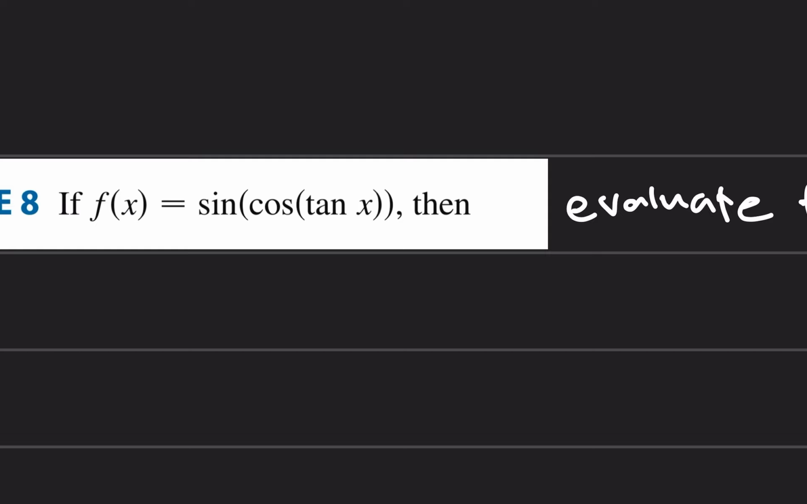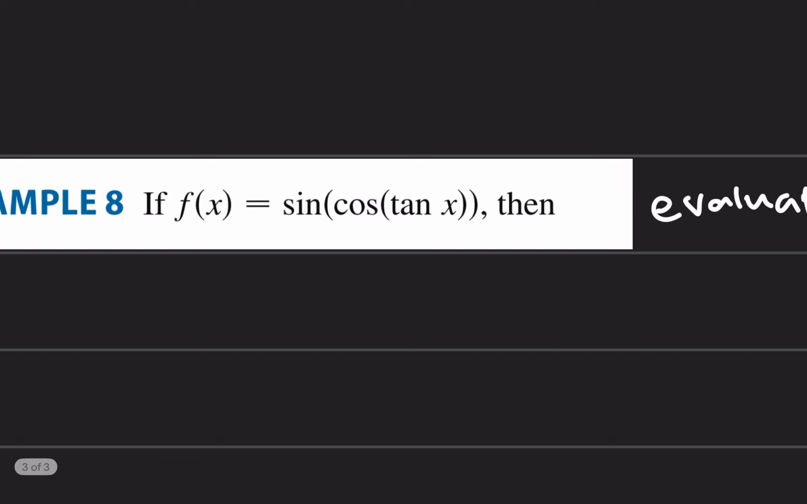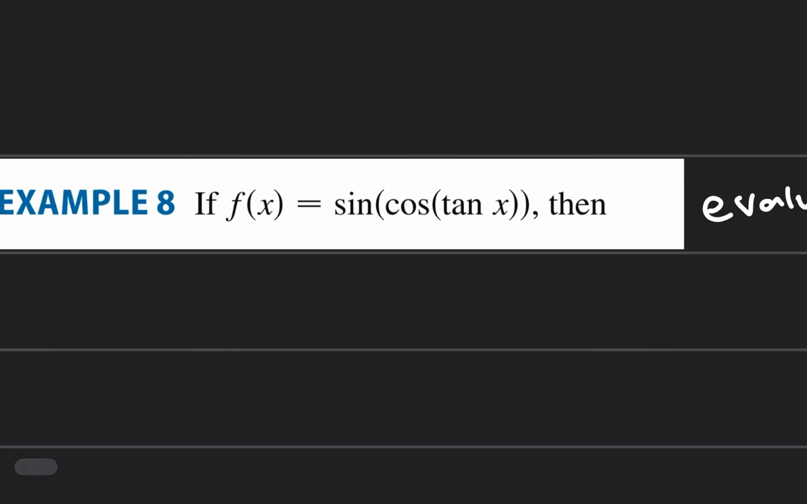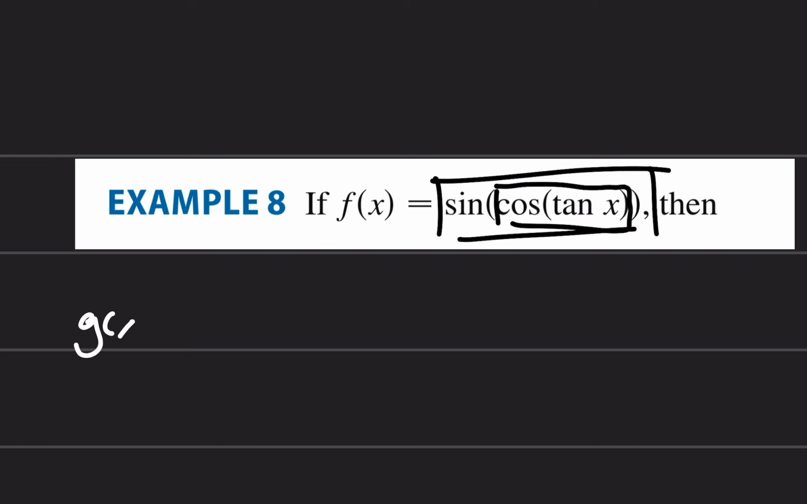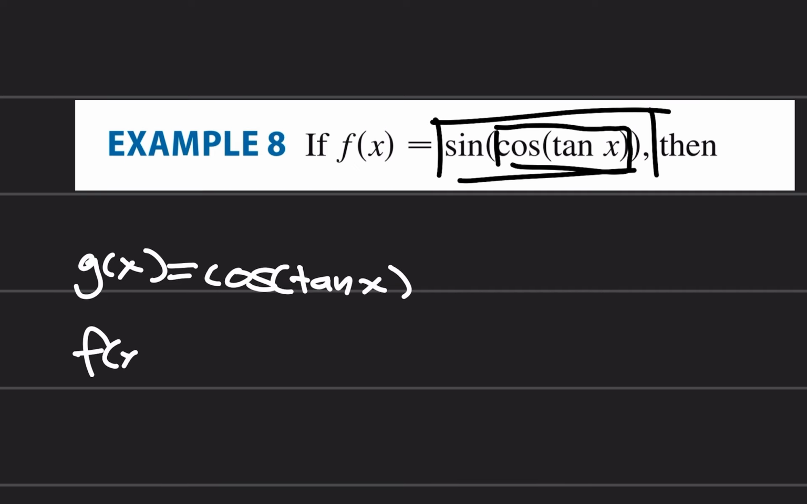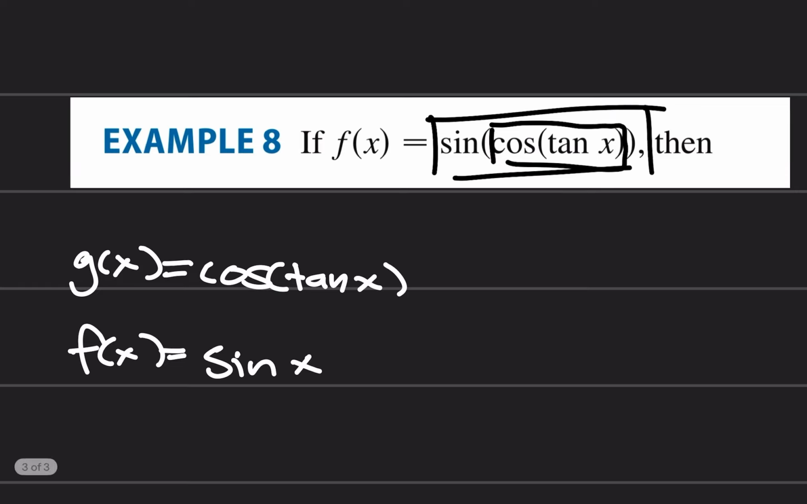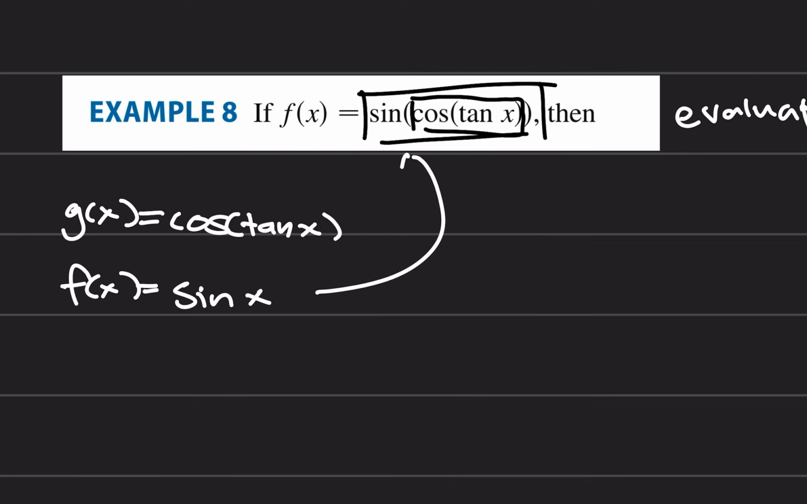Now, you might be wondering, okay, well, I know I have to take the chain rule twice, but which functions do I take it between? Well, when you're doing the chain rule more than once, always work from the outside in. And I'm going to show you what that means right now. So, since we're working from the outside in, our inner function is going to be this, and our outer function is going to be sine, right? So that means g of x is going to be cosine tangent x, and f of x is going to be sine x, right? F of g of x gives this, so we know we got it right.